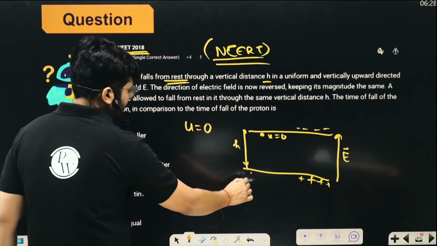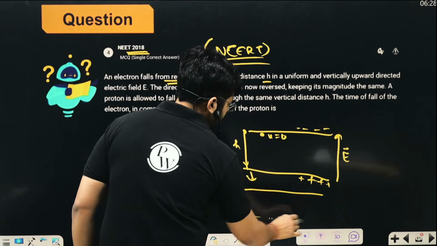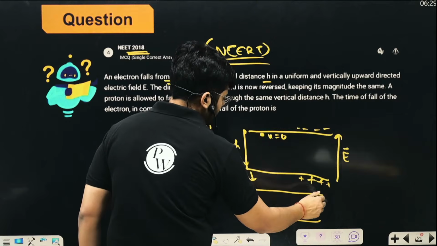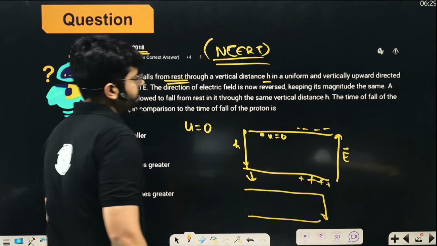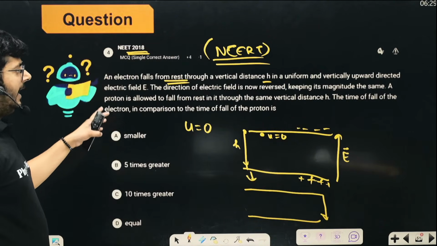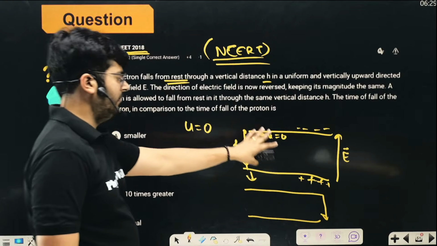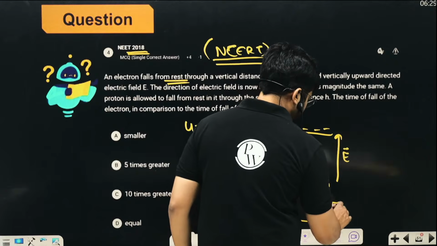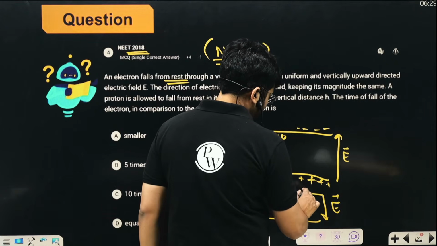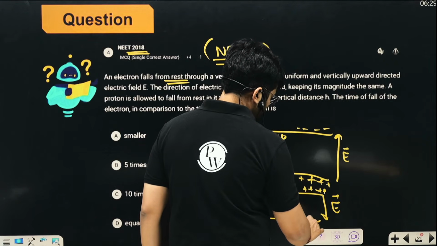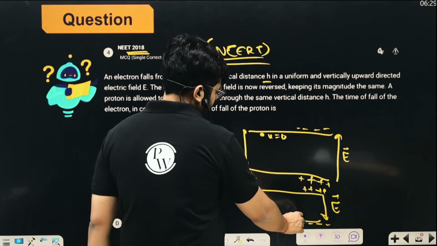Then what is really happening? The direction of the electric field is now reversed, so now the electric field is in the downward direction, okay? Keeping its magnitude the same. So the electric field is still the same, but its direction has been reversed. So clearly this is higher potential and this is lower potential, okay?